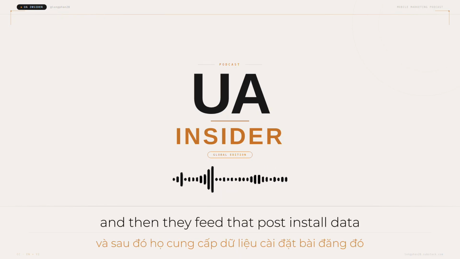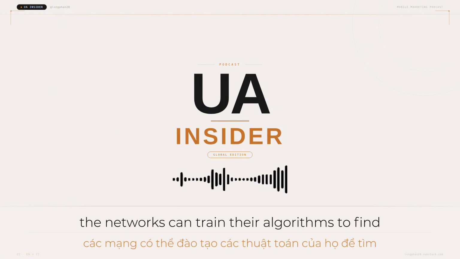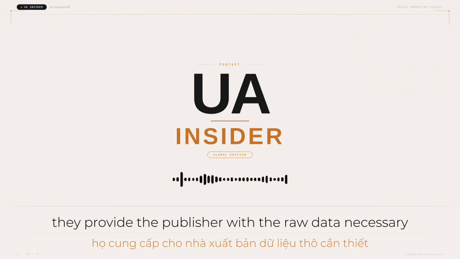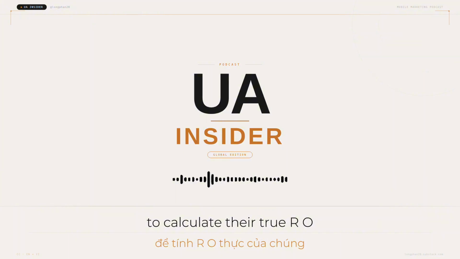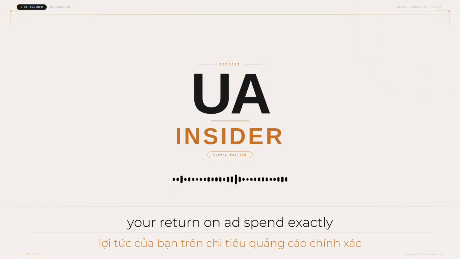And then they feed that post-install data back to the ad networks, right? Yeah, so the networks can train their algorithms to find more high-value users, and simultaneously, they provide the publisher with the raw data necessary to calculate their true ROAS. ROAS, return on ad spend. Your return on ad spend, exactly.